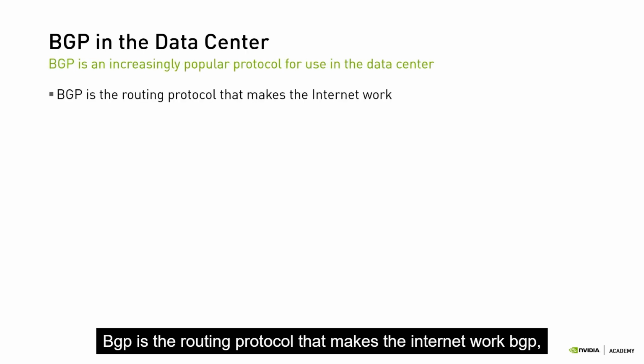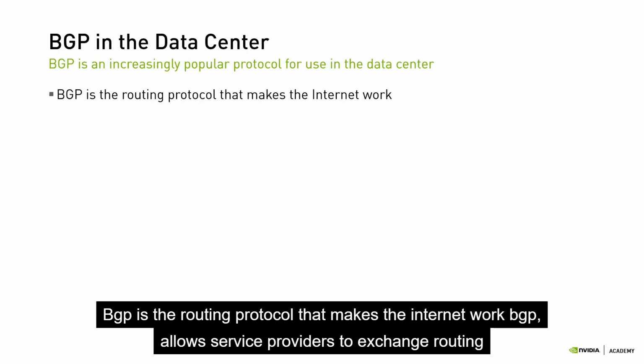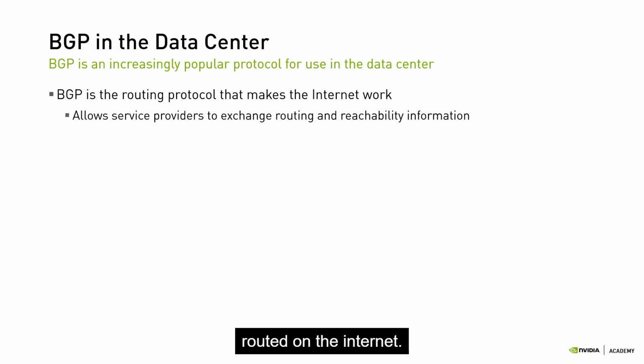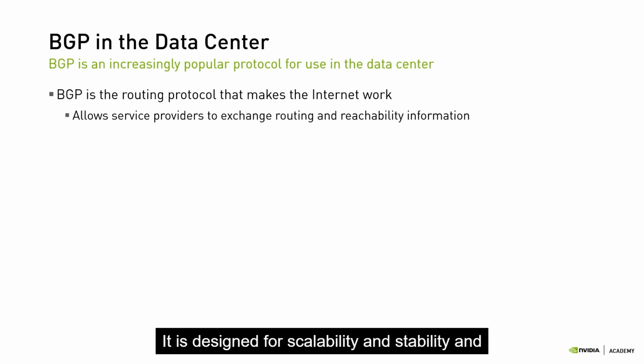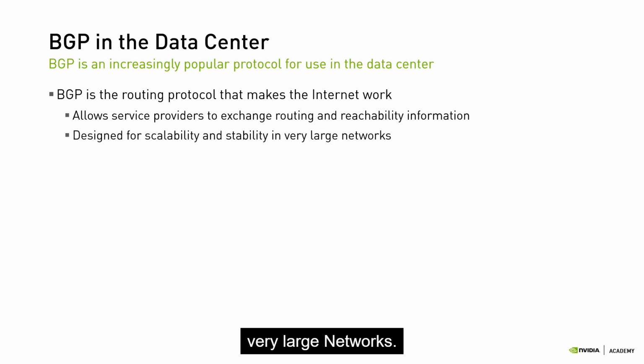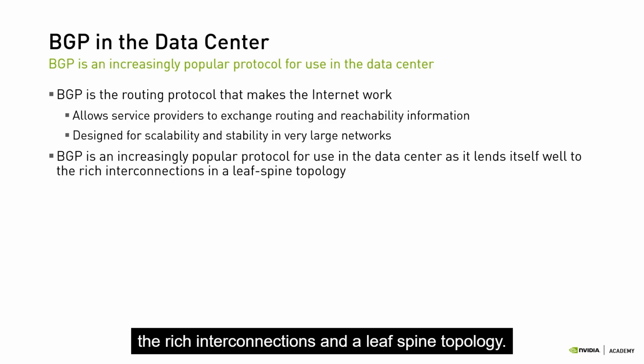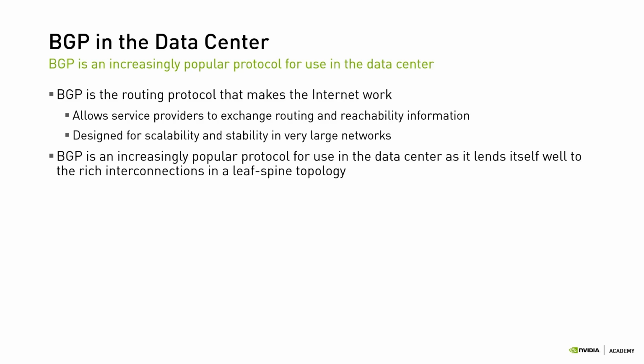BGP is the routing protocol that makes the internet work. BGP allows service providers to exchange routing and reachability information so that packets are routed on the internet. It is designed for scalability and stability in very large networks. BGP is an increasingly popular protocol for use in the data center, as it lends itself well to the rich interconnections in a leaf-spine topology.